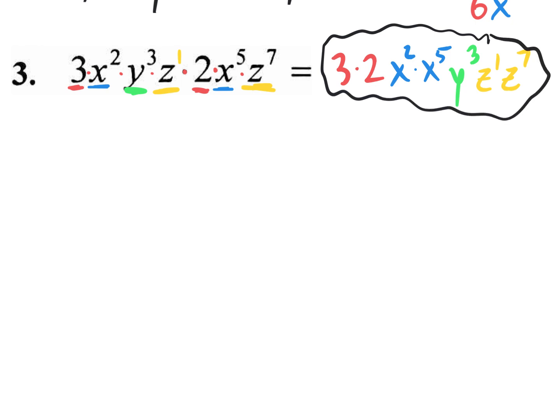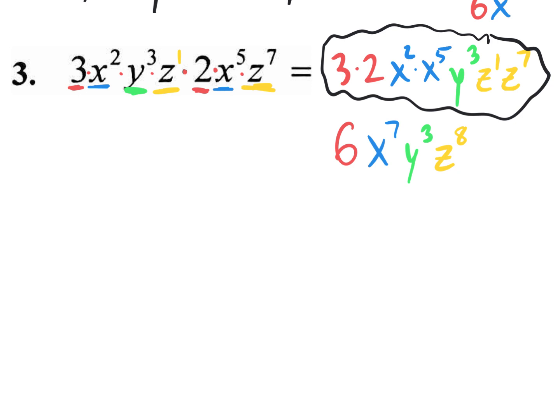Normally I would just do this in my head. 3 times 2 is, what's 3 times 2? 6. And then x to the 2nd times x to the 5th, I add the 2 and the 5 together. What do I get? 7. And then the y to the 3rd, there's nothing to add it with, so you just bring it down. And the z to the what? 8. There you go. What do you think? Rule 1's not that bad.